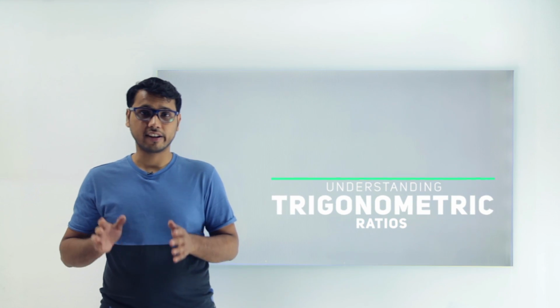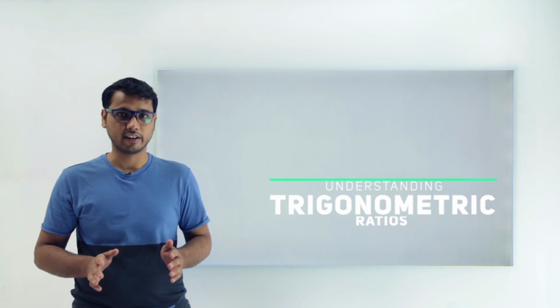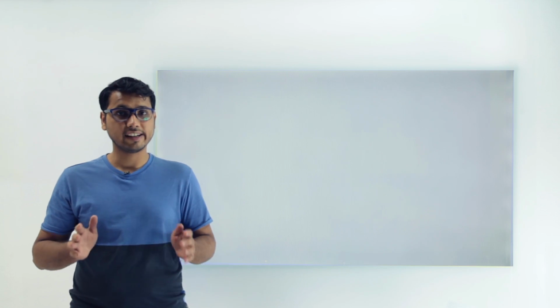In trigonometry, we'll be studying mostly about right angle triangles, and there is a remarkable property of right angle triangles: if I fix one angle of them, then no matter what the side length of the right angle triangle, the ratio of the side length is always the same.